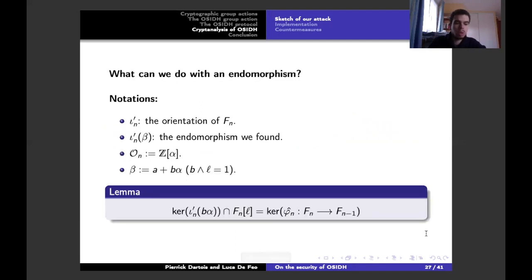Then, once we have such an endomorphism, we can actually recover the ascending isogeny relating level n and n minus 1 in the chain. Technically, we compute the endomorphism we found on the L torsion to recover the kernel of the ascending isogeny. And once we have the kernel, we have the isogeny.